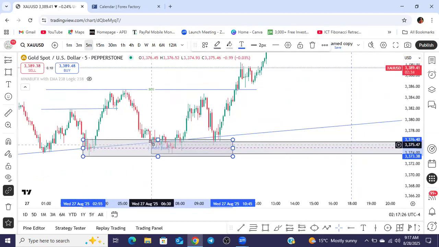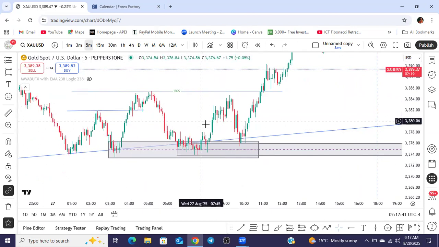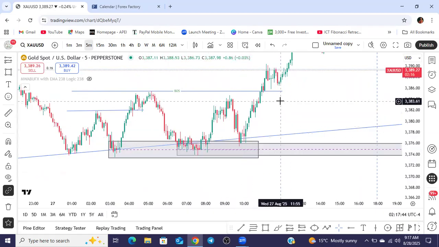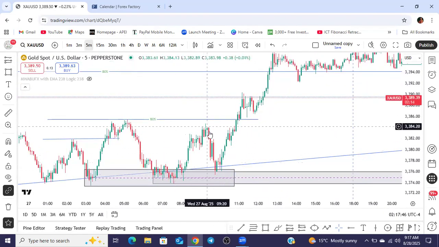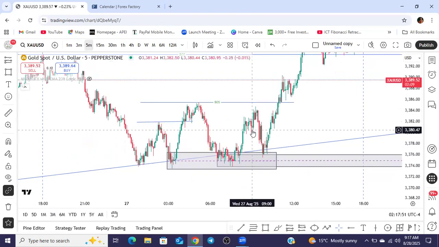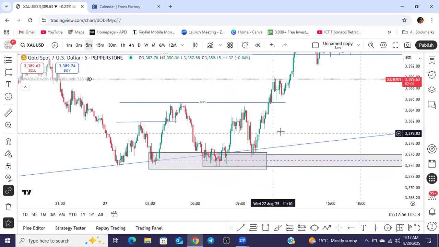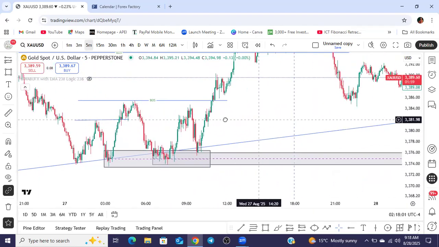The moment it came here, the first touch, it wasn't during a kill zone, but the price consolidated within this until the New York kill zone, and then we saw price push in the upper direction. If you didn't get this entry, then you could have gotten this entry. But for me, I didn't get it. Yesterday was quite a busy day for me. But again, the reason why I do these videos is so that you can mark the levels on your side and be able to trade.